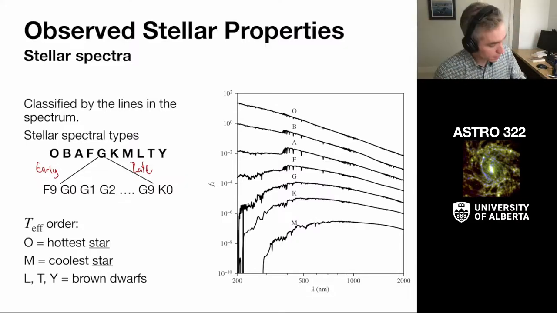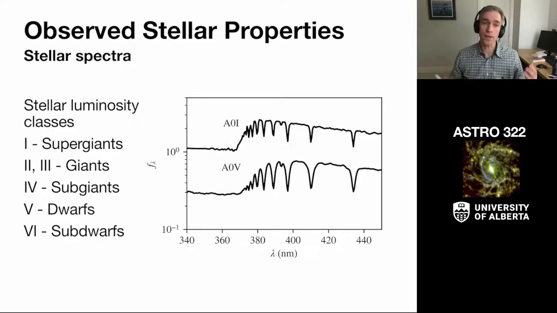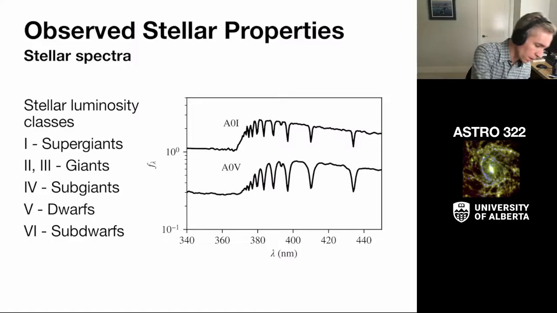That's old. The new stuff is that I don't think we had talked about luminosity classes. The luminosity classes of stars are also visible in their stellar lines, and they are given Roman numerals here, 1, 2, 3, 4, 5, and 6. They fall into the categories of supergiants, giants, subgiants, dwarfs, and subdwarfs, where main sequence stars are dwarfs.